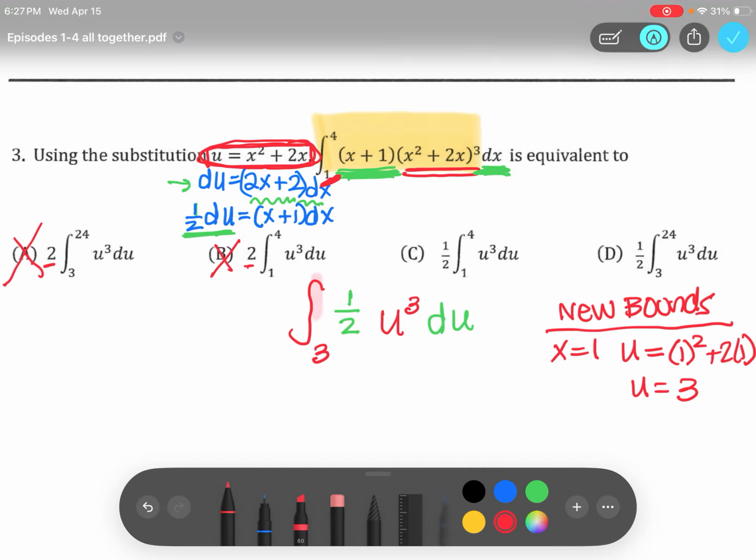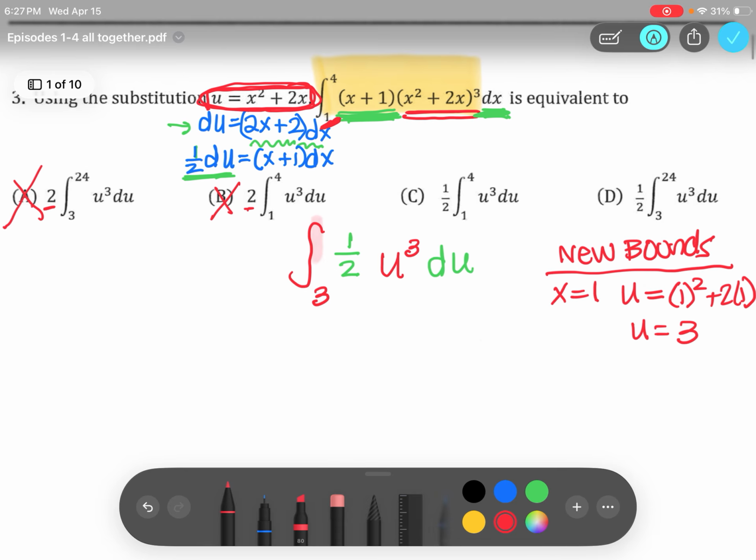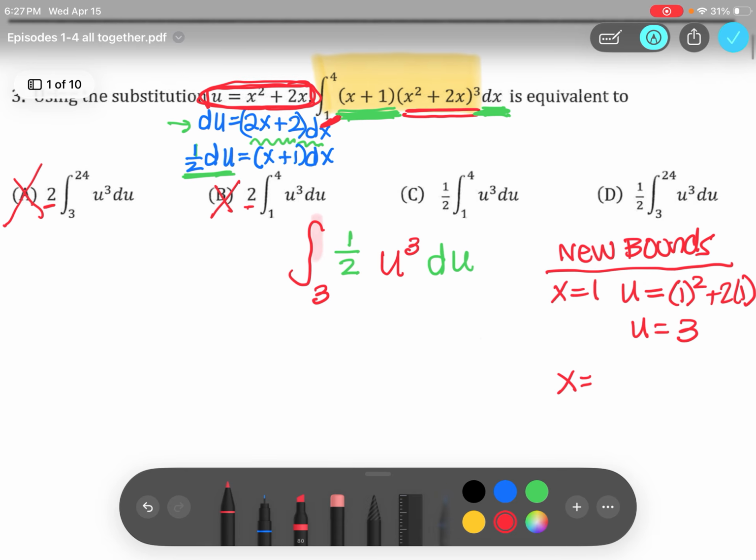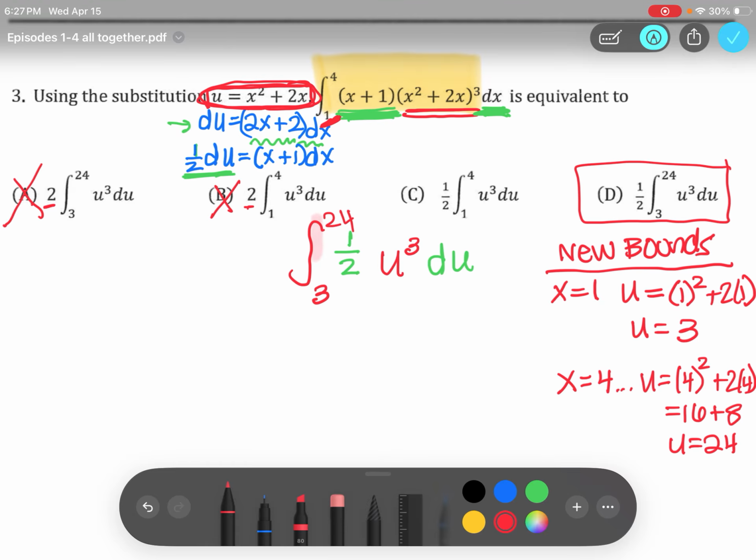I'm guessing that my answer is D, but I'm going to keep working. I'm going to say my old upper bound was the number 4. So U is 4 squared plus 2 times 4. 16 plus 8. U is 24. And again, the answer is D.